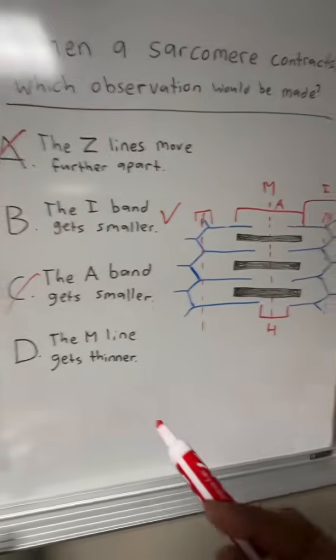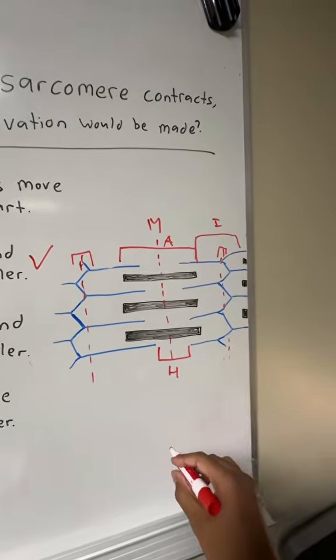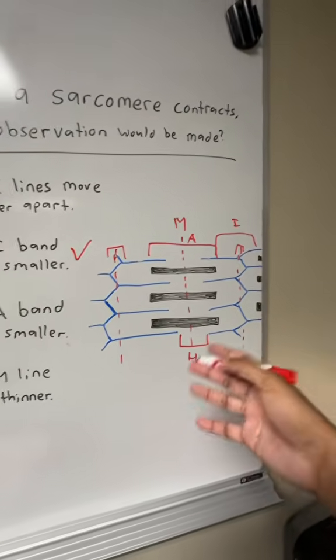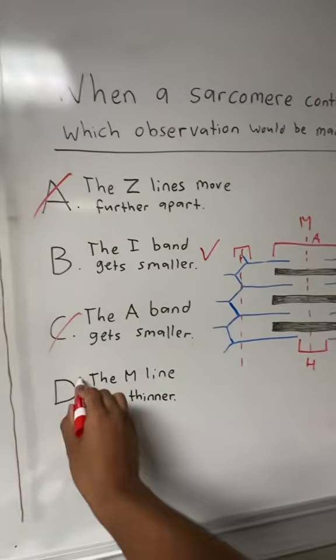And D, the M line gets thinner. The M line is literally a single line that goes through the middle, so it's not going to get thinner or thicker or change at all. It's just a line that stays the same. So D is incorrect, and B is our answer.